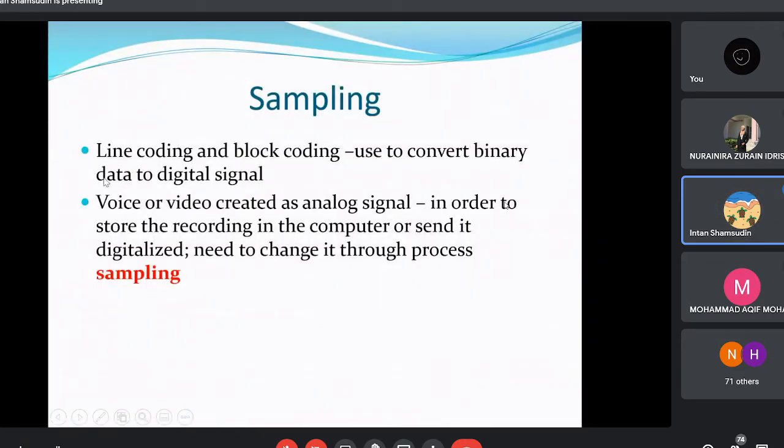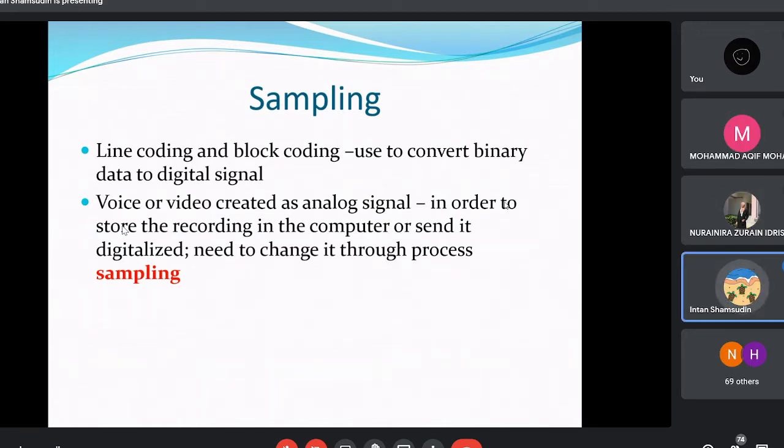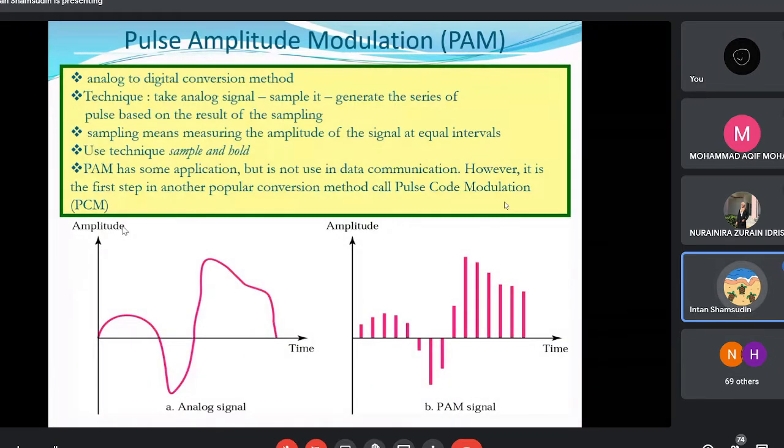So sampling. Line coding and block coding are used to convert binary data into digital signal. From the 00101, you will convert to digital signal, which is what we did in blocks, like positive and then 0 and then -1. So voice or video is created as an analog signal. In order to store the recording in the computer or send it digitalized, it needs to be changed through the process of sampling. So this is pulse amplitude modulation. It is an analog to digital conversion method, one of the methods to convert analog to digital signal.